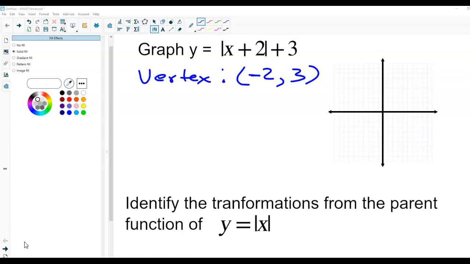And essentially, we're following this general formula: y equals a times the absolute value of x minus h, plus k, where (h, k) is the vertex.